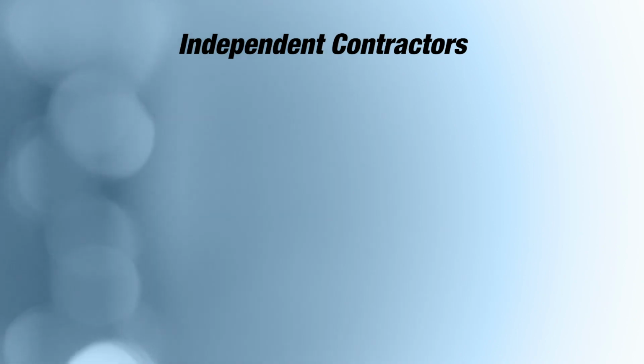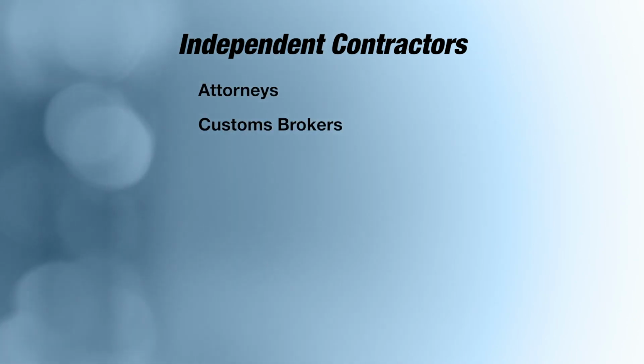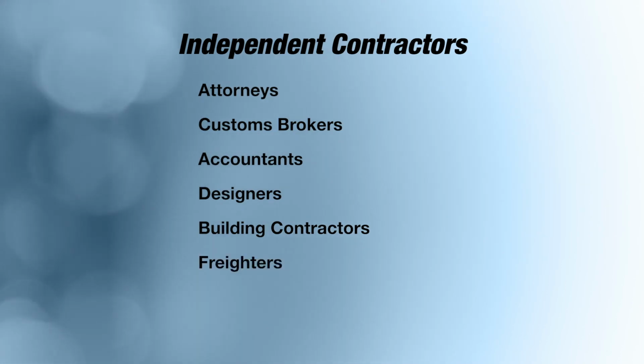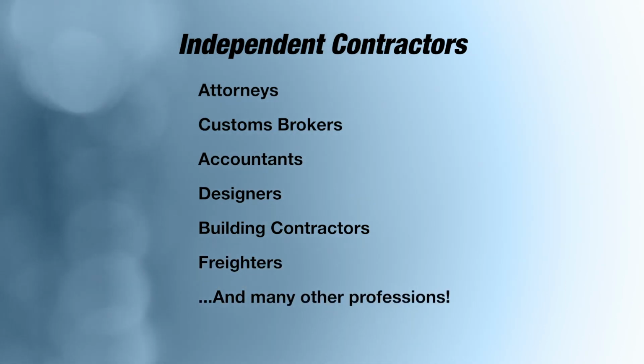Another main example of third-party information is when a person, business, or institution has paid independent contractors such as attorneys, customs brokers, accountants, designers, building contractors, freighters, and many other professions for a service or good. The person or business is required to file a goods and services form reporting the amount they paid that professional for their service during that specific year.